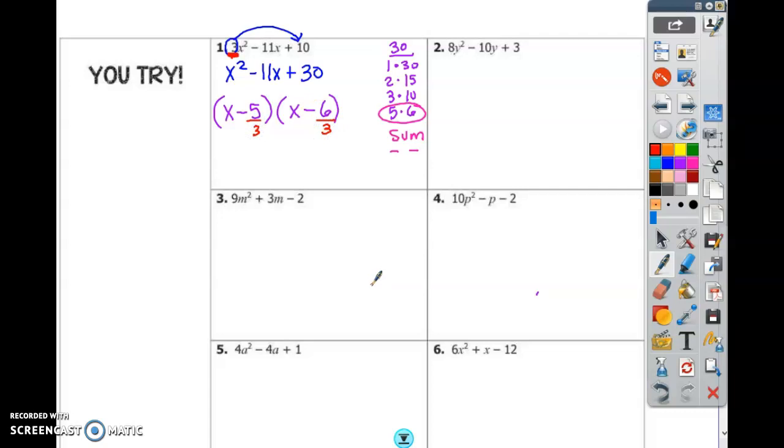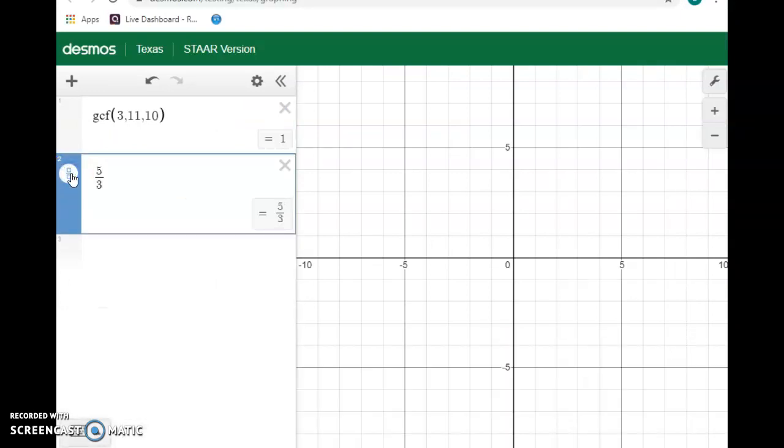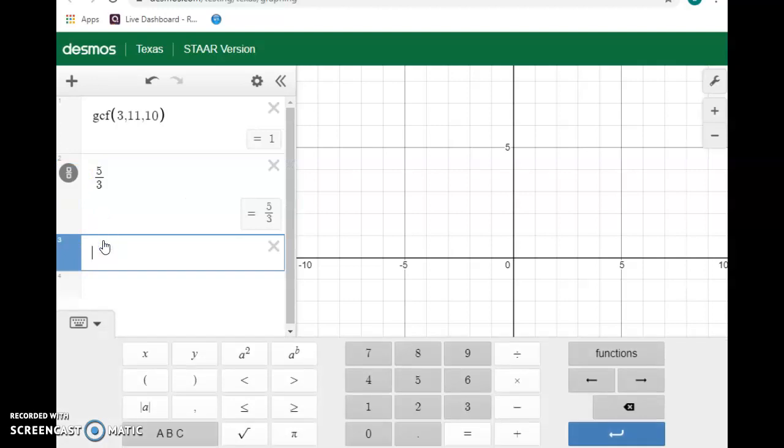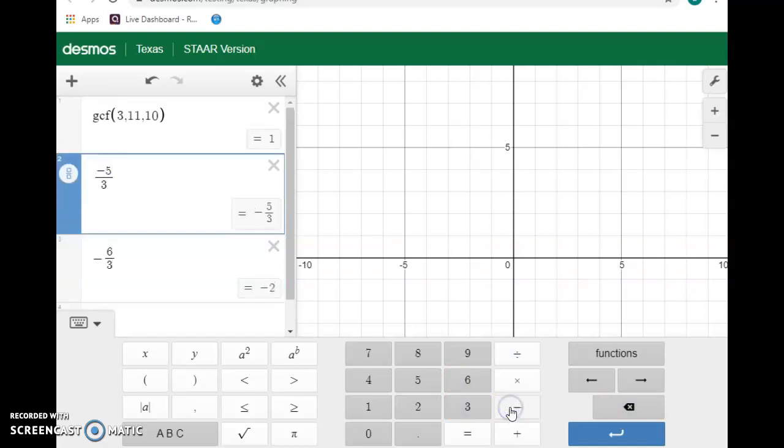Got it? So then this one, we put it in decimals, 5 divided by 3. Okay, hit the fraction button. And then negative 6 divided by 3. And this one was also negative, I forgot. So negative 5 divided by 3 and negative 6 divided by 3. These are my answers. Put them down.